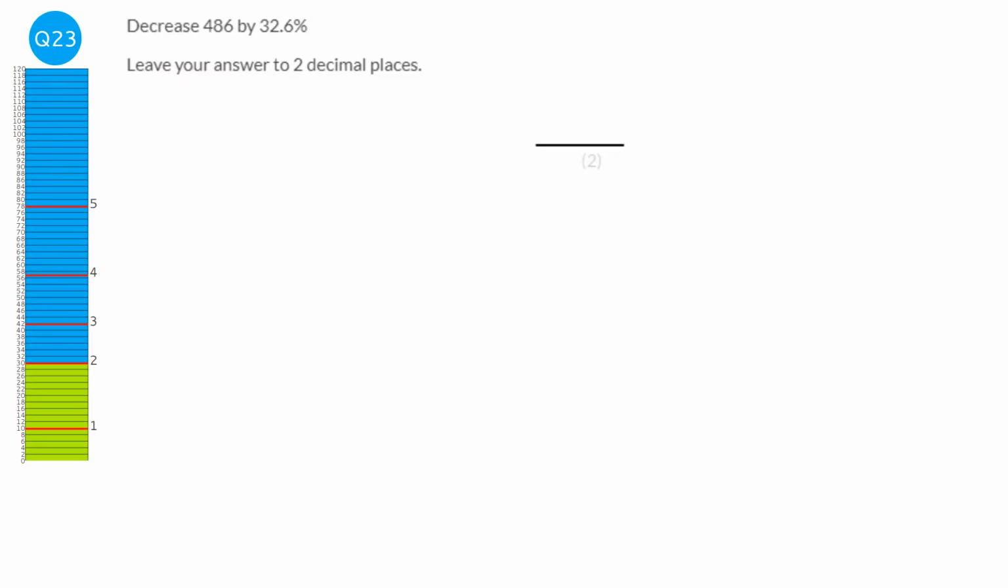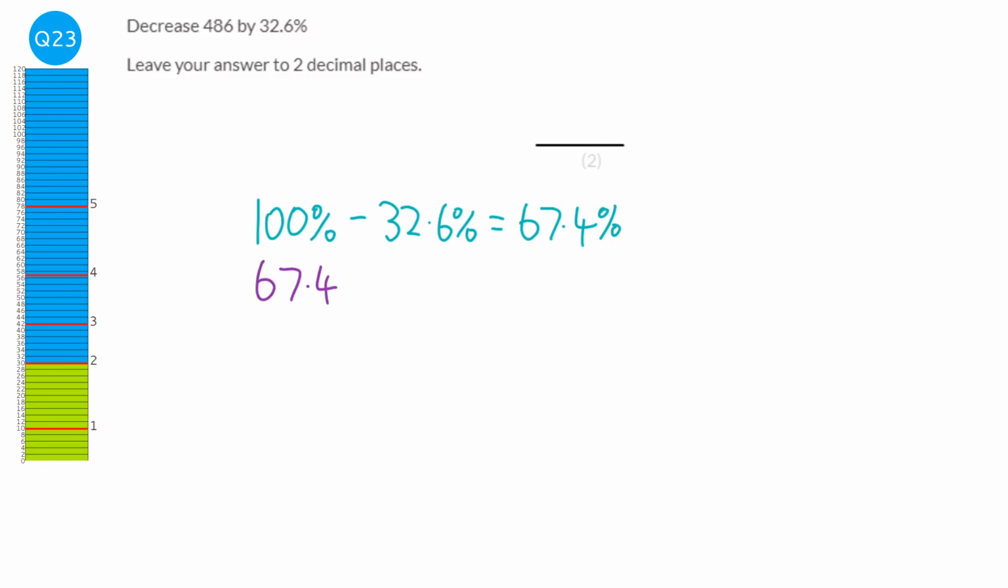We're going to start off by finding what the multiplier will be. So we'll start off with 100%, and it's a decrease of 32.6%. So we're going to take that away, and that will leave the percentage as 67.4%. Next we need to convert that into a decimal. So we're going to divide it by 100, and that will make it into a multiplier.